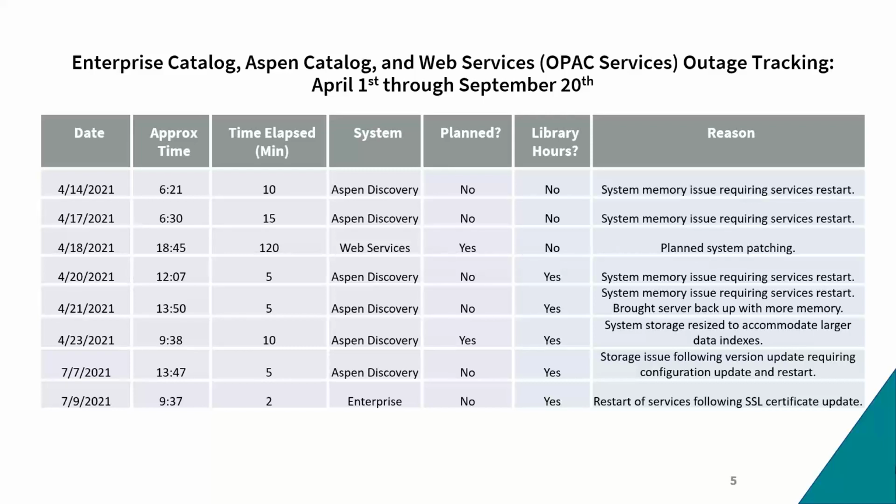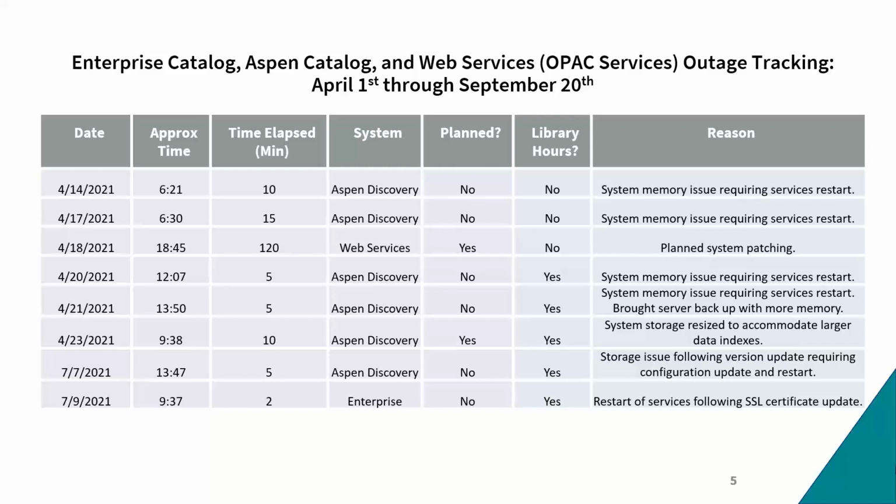Enterprise, we're on a version that's been really stable, so we haven't really seen any downtime for Enterprise, aside from we had to restart the services for an SSL certificate update. And then remember that Aspen Discovery is still a live server, but we are making tweaks and adjustments to it every single day. So there's a little bit more downtime relating to that, but even the Aspen Discovery server has been pretty solid. And we've been avoiding doing any sort of major changes during the day, during live hours.